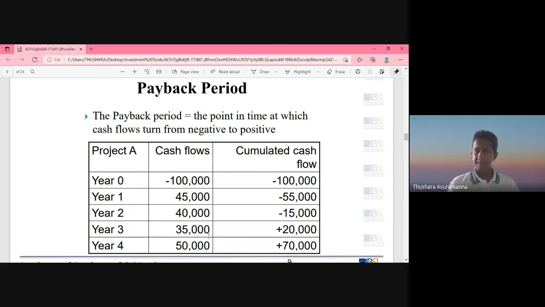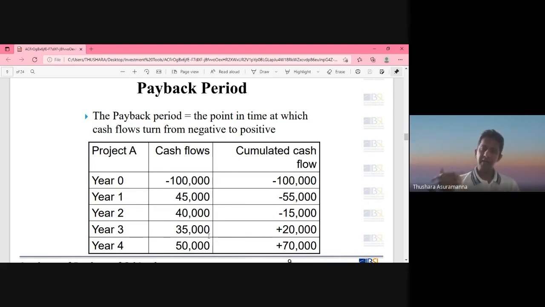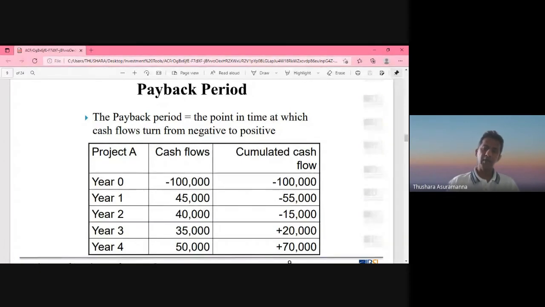Am I clear now? Yes, sir. So then the fraction could be 15 divided by 35. 2 years plus 15,000 divided by 35,000 is the total time taken to recover my 100,000 capital. Is it clear for others how we arrive at the payback?